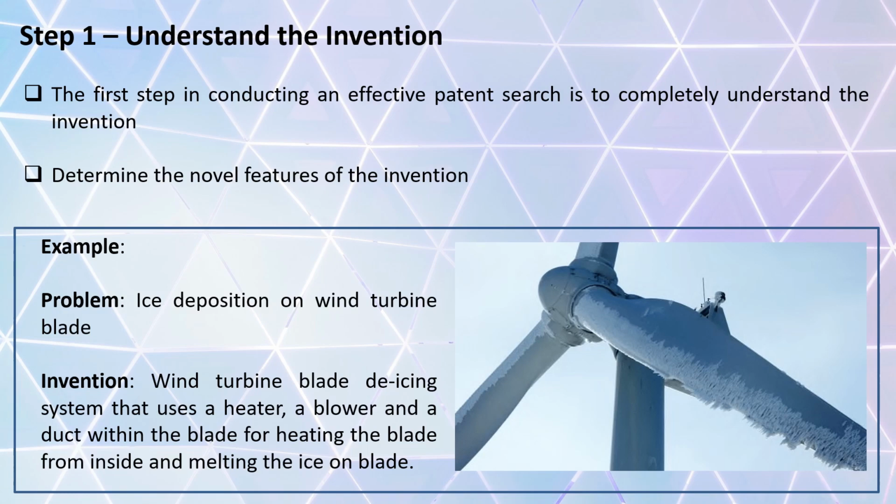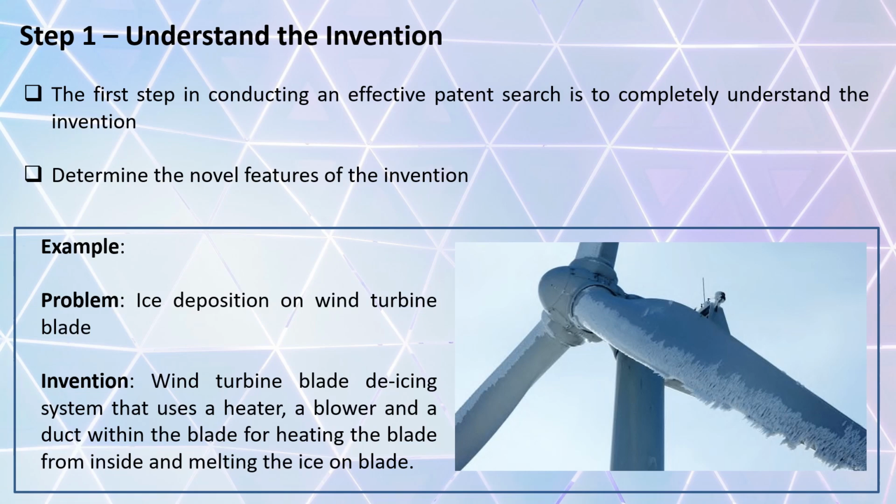Because of that, some inventor, let's say, invented a wind turbine de-icing system. In this invention, there are mainly three components. There is a heater, which is arranged inside each blade of the wind turbine. The function of the heater is to release heated air. Then the second important component is a blower, which is arranged near the heater. The blower blows strong air on the path of the heater.